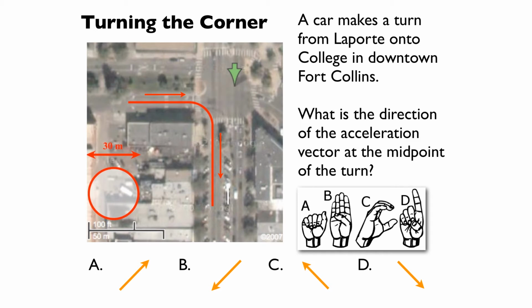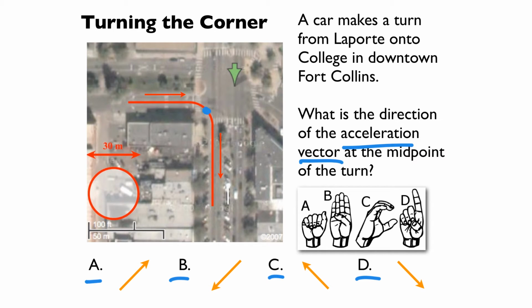We can use that to do some calculations. But I want to think about this. Suppose your car is exactly at the midpoint of the turn. You are right here. What is the direction of the acceleration vector at that midpoint? I want you to think about it for a second and think which one of these four choices is the correct one. Take a minute. I'll be back.